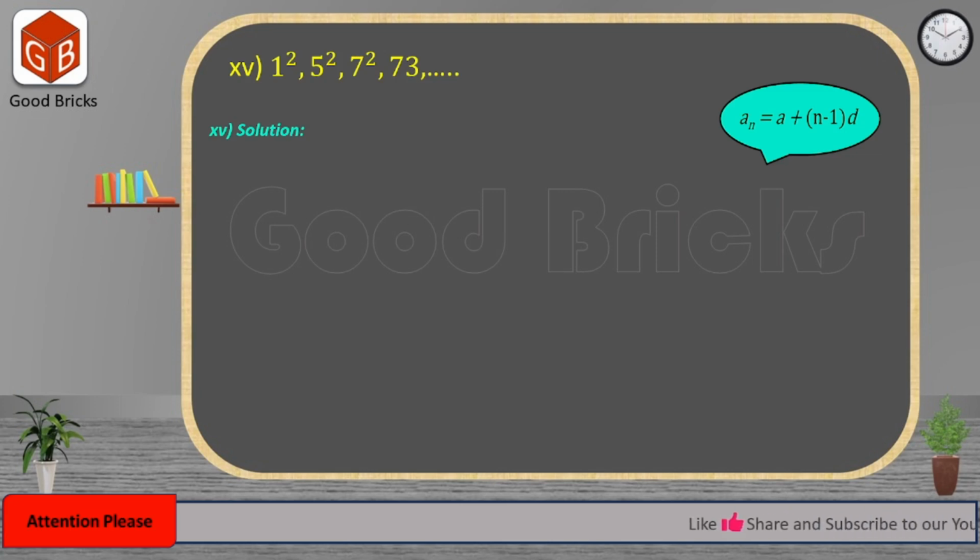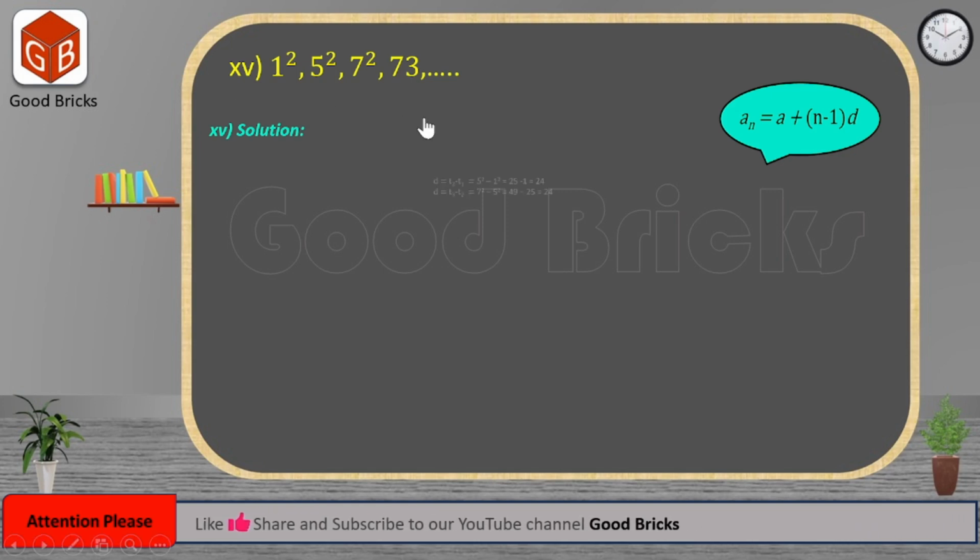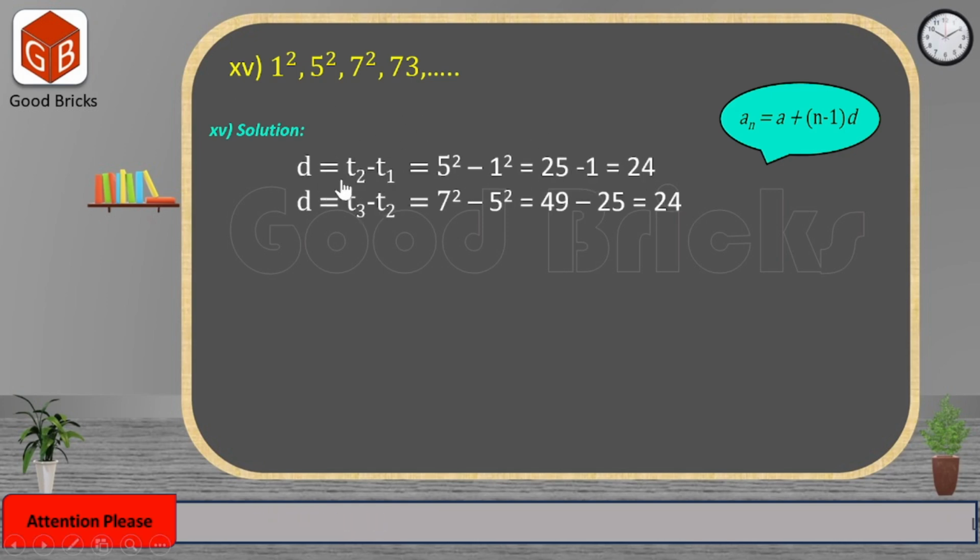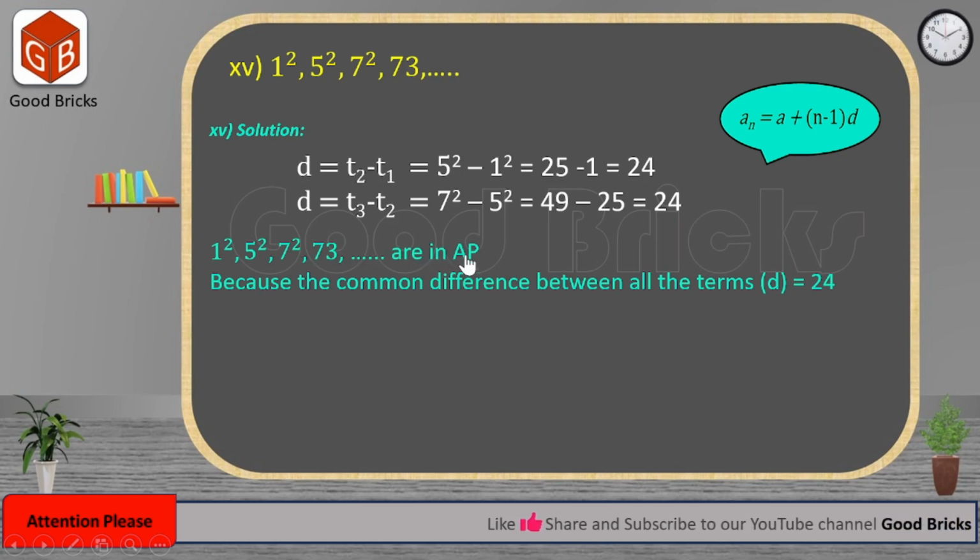Let us now solve the last bit of this problem 4, and this is the given series, and try to find the difference between consecutive numbers. So term 2 minus term 1 value is 24, term 3 minus term 2 also 24. Since this difference is same, equal, fixed, we can say that this given series is in arithmetic progression because there is a common difference between consecutive terms.